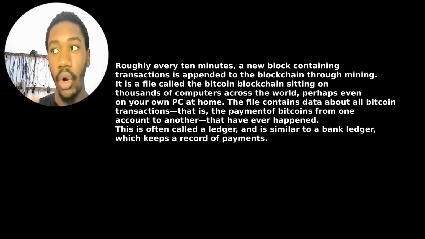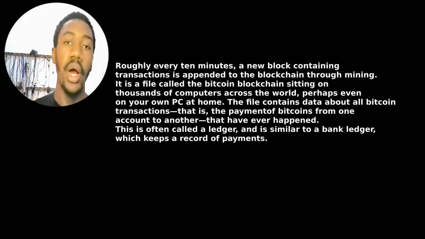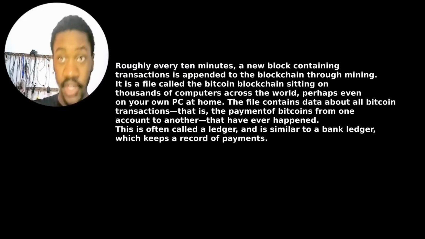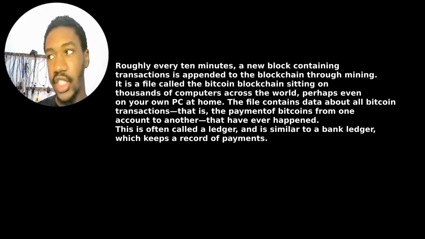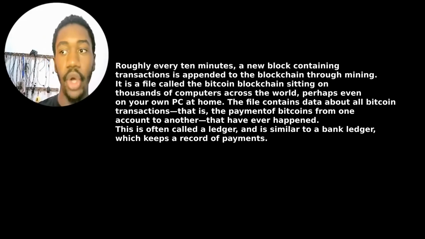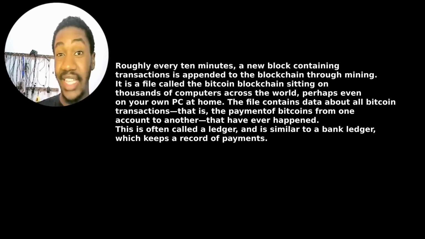It is a file called the Bitcoin blockchain sitting on thousands of computers across the world, perhaps even on your own PC at home. The file contains data about all Bitcoin transactions, that is the payment of Bitcoins from one account to another, that have ever happened. This is often called a ledger. It is similar to a bank ledger, which keeps a record of payments.